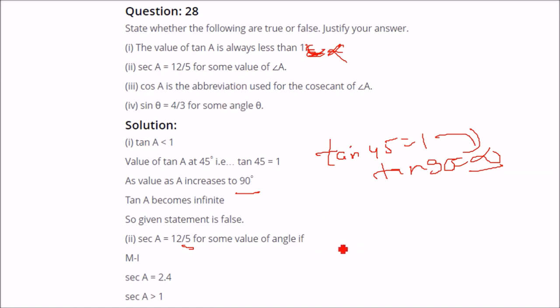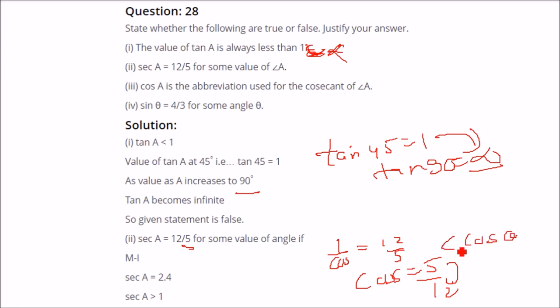Let me take sec as 1 by cos, right? This will be 12 by 5. Cos is what? 5 by 12. And this is less than 1. And cos theta always vary between minus 1 and plus 1.